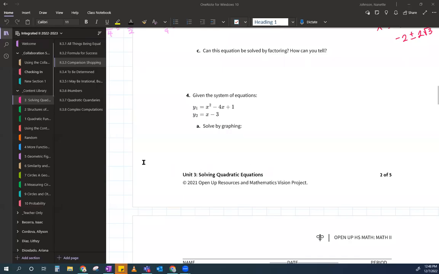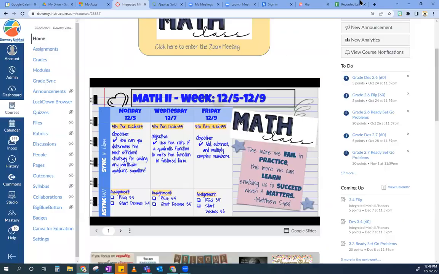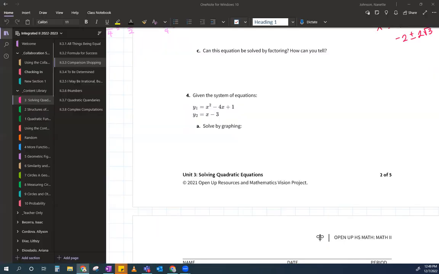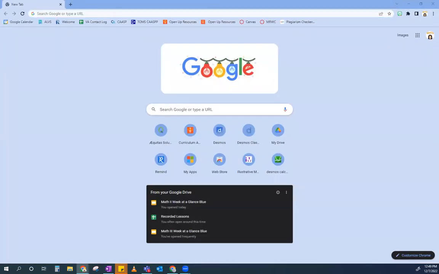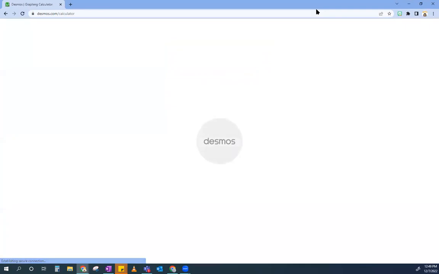All right, so we're going to be talking a little bit more about quadratics, but in the sense of graphing a system of equations. And the very first way they tell us to do it is solve by graphing. So let me do that really quick. Okay, so let's go to Desmos.